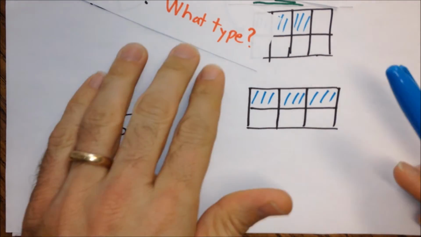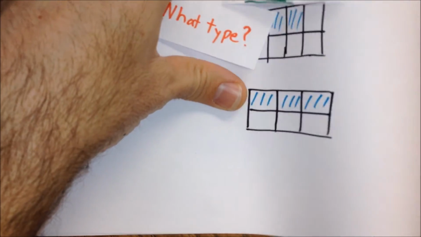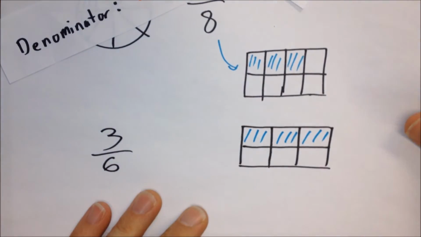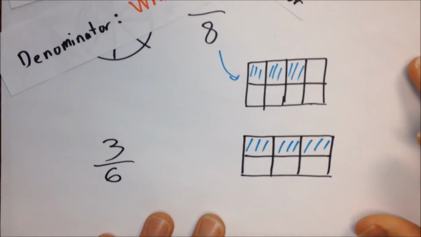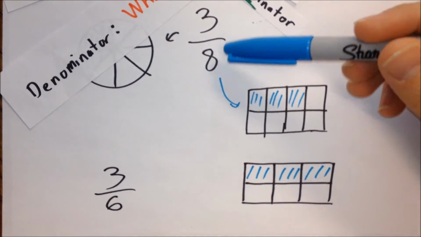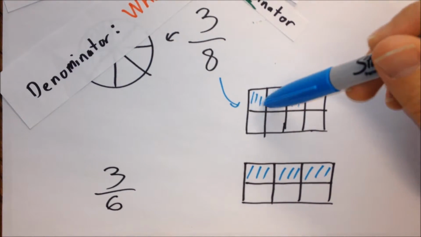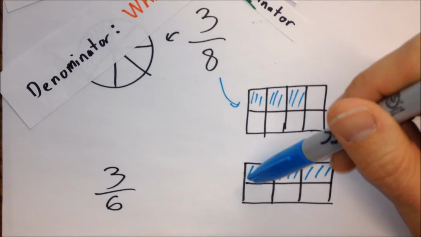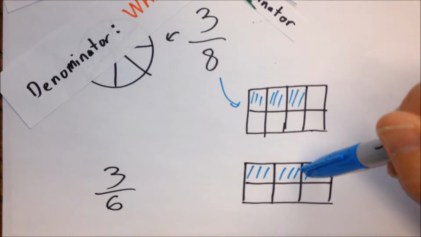And what you see is that I have the same numerator as the previous problem. In the previous problem I had 3/8, and so I had the same numerator. I've counted the same number of objects. With 3/6, I've counted the same number of objects.